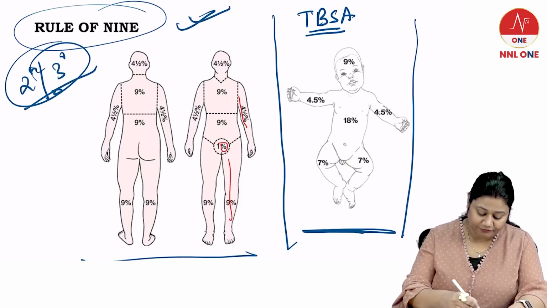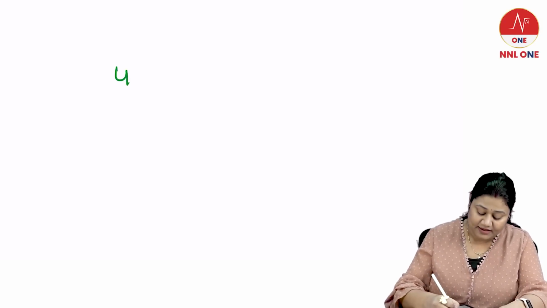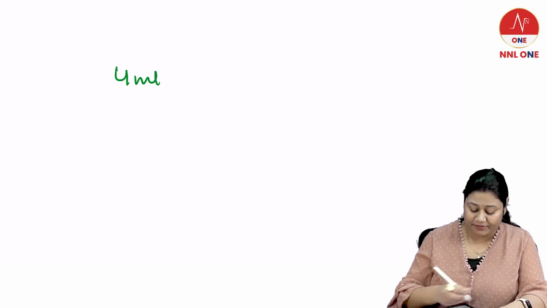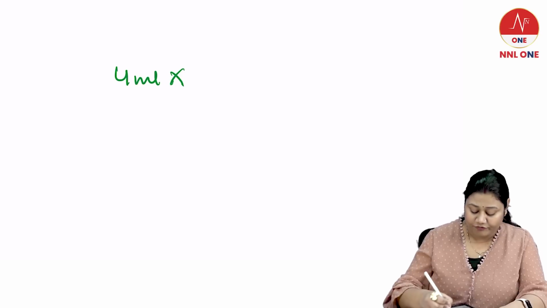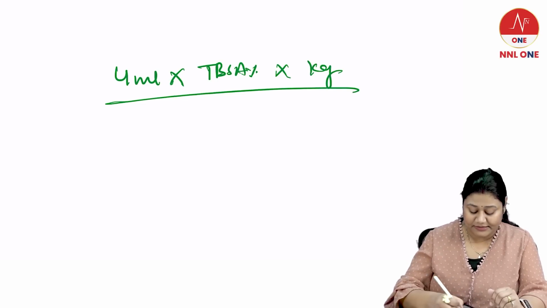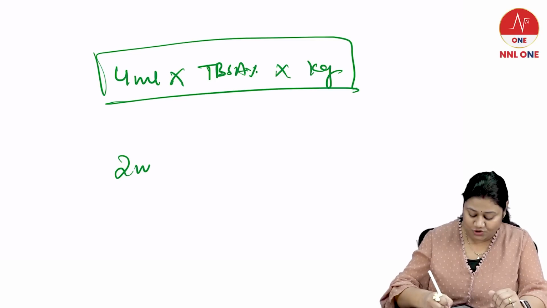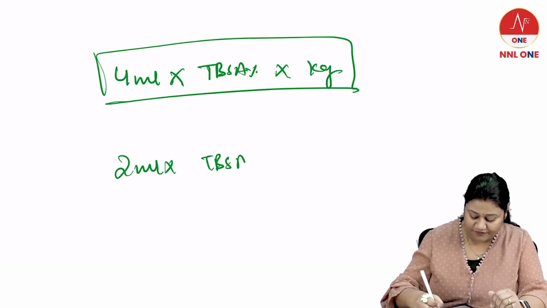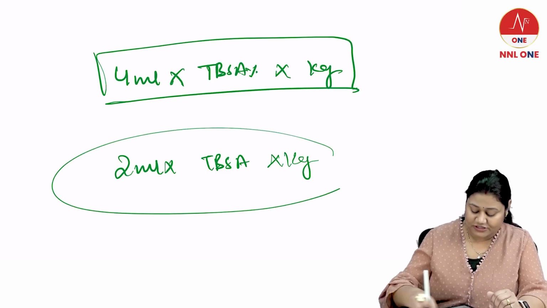What is the Parkland formula that we are using? As per the experience from the ESIC, the examiners are still using this old formula: 4 ml Ringer lactate multiplied by total body surface area multiplied by body weight in kg. But remember, this is the old one. The new update says 2 ml multiplied by total body surface area multiplied by weight in kg.